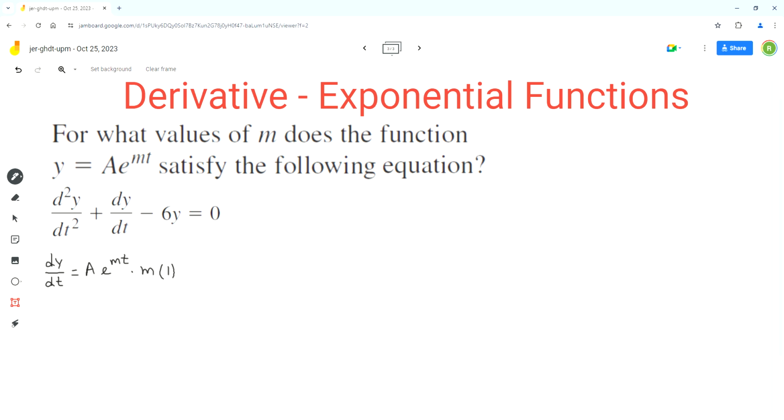Now we can simplify this expression. So m times 1 is m, and we can multiply m by a, so it becomes a m times e to the power mt. Now we can find the second derivative of y by finding the derivative of this first derivative.